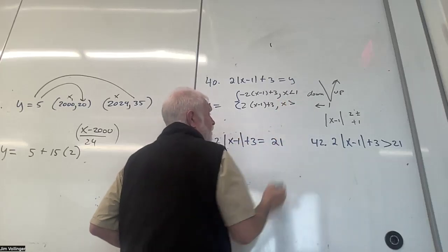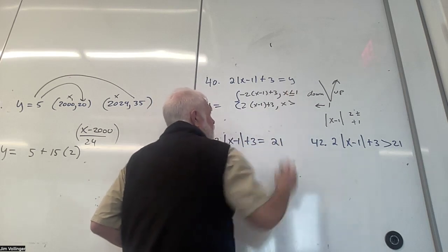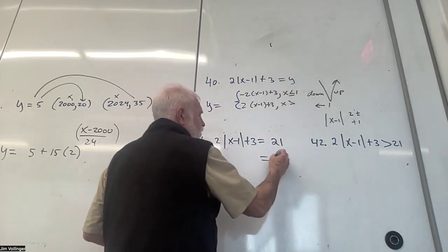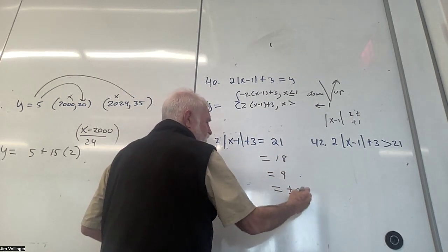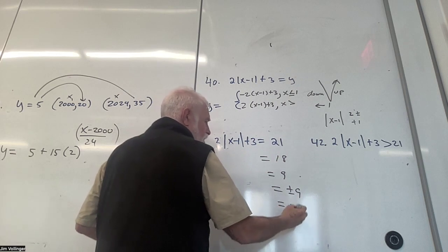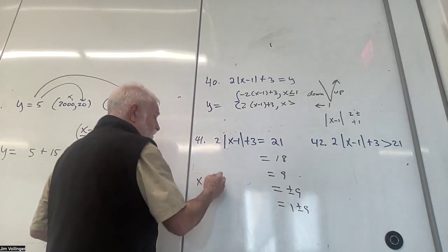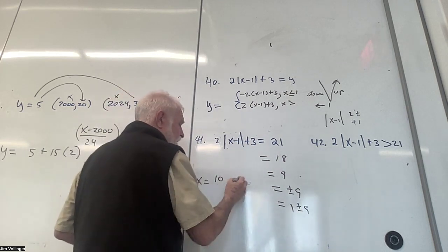And one of those has to have an equal sign because 1 comma 3 exists. We'll put it there this time. Doesn't matter. So I'm going to subtract 3, 18. I'm going to divide by 2. I'm going to take the absolute value, plus or minus 9. And I'm going to measure that from 1. So what are my two answers? One of them is 10. And the other answer is 1 minus 9, negative 8.